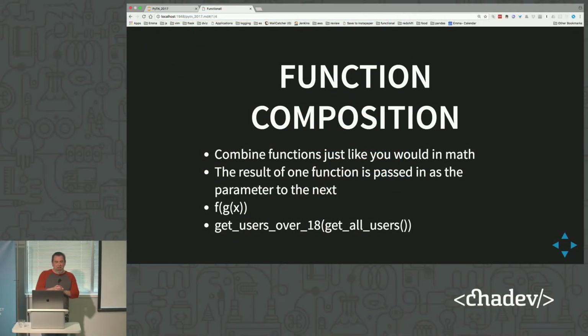Function composition is just combining functions the way you would in math, right? You take a function and compose it with another function such that the return value of the first function becomes the parameter of the second function. So that third bullet point, f of g of x, if anyone remembers their, I guess it's algebra. I'm terrible at math. Calculus? Sure, whatever. Some form of math that I don't have to do on a daily basis, luckily.